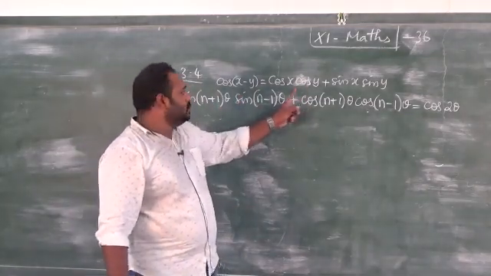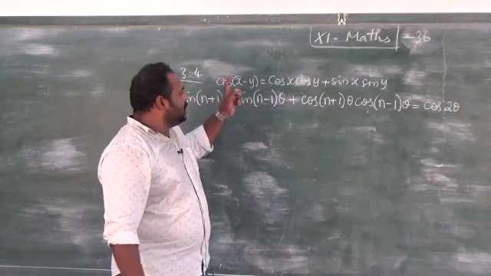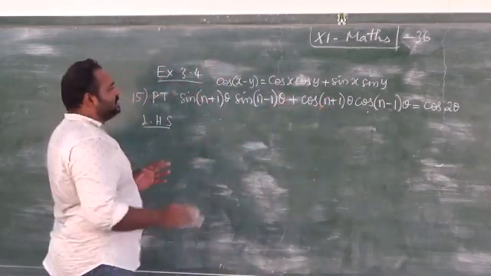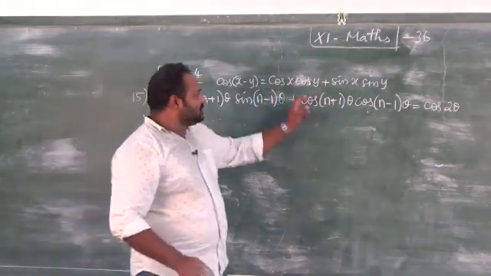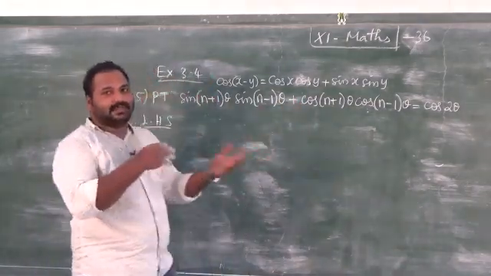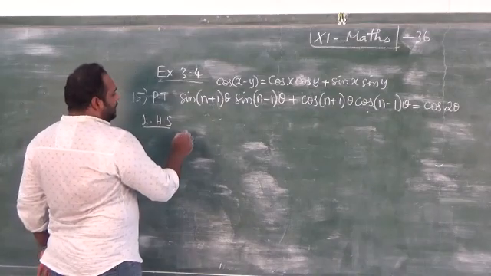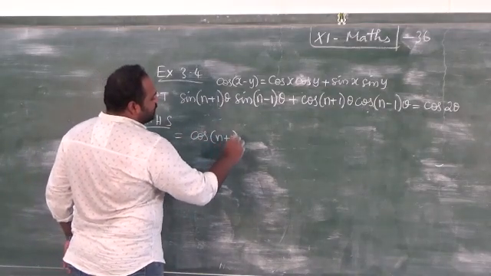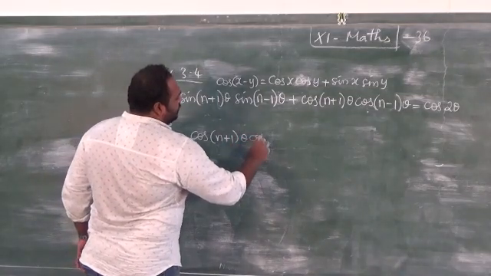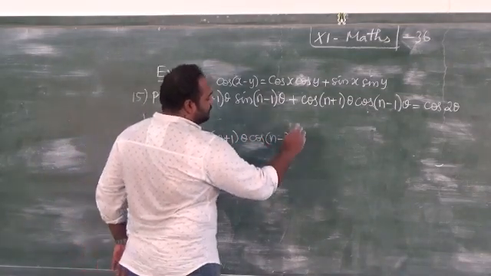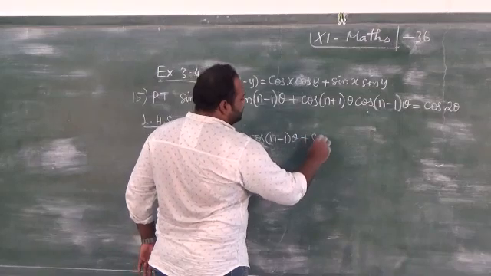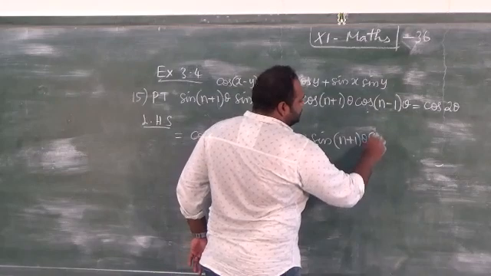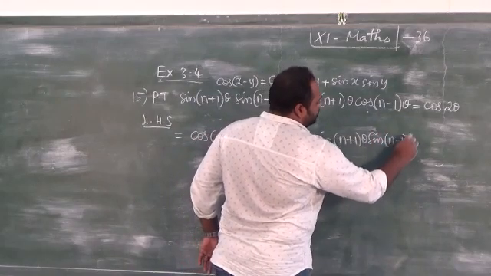So what I am going to do? I am going to use this formula. For this formula, first I need a cos, then sin. So I just rearrange it. There is nothing wrong about that, just because both are addition, so we can rearrange the terms in any way. Cos of n plus 1 theta, cos of n minus 1 theta plus sin of n plus 1 theta into sin of n minus 1 theta.